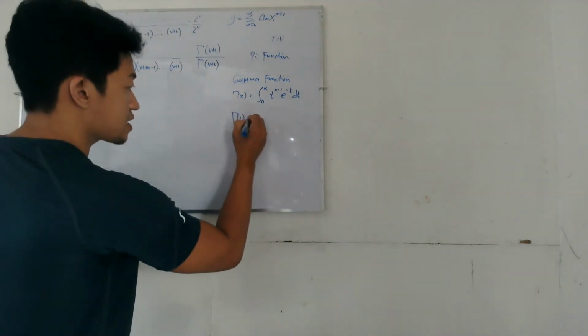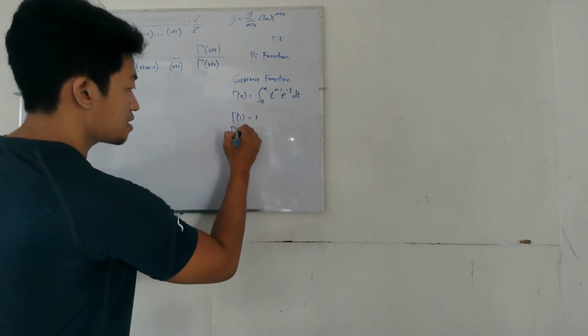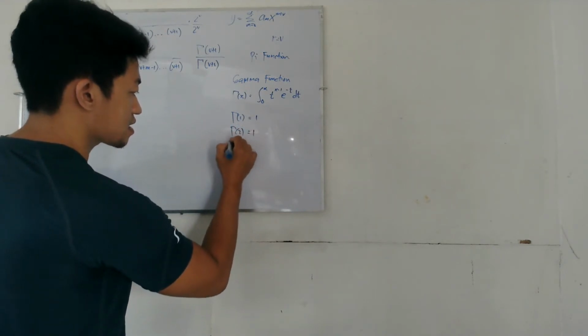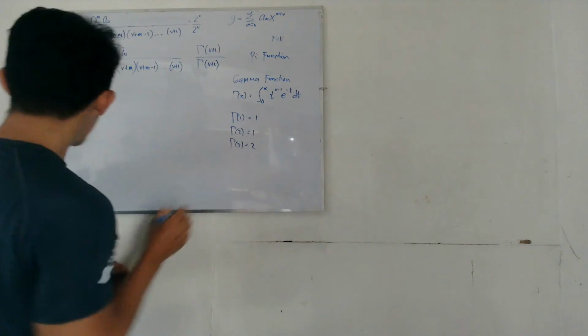Gamma of 1 is 1. Gamma of 2 is 1. Gamma of 3 is 2. Okay.